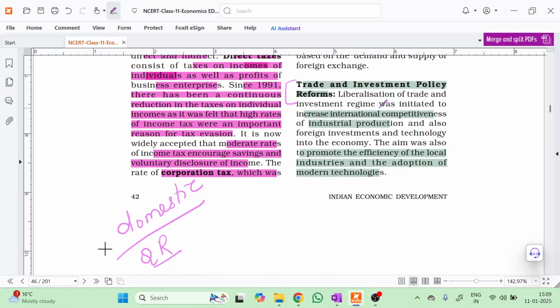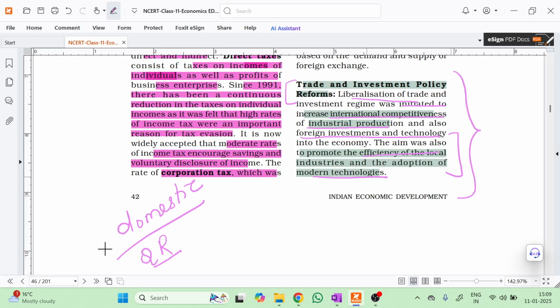But liberalization of trade and investment was initiated to increase the international competitiveness of Indian industrial production, and also to bring foreign investment and technology into the Indian economy. The aim was to promote the efficiency of local industries and the adoption of modern technology.